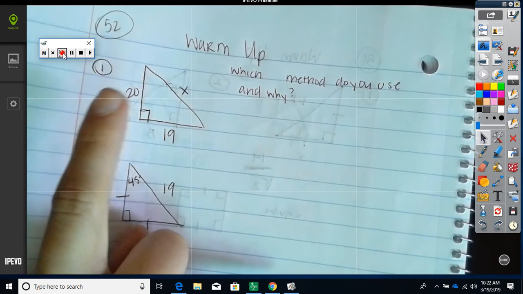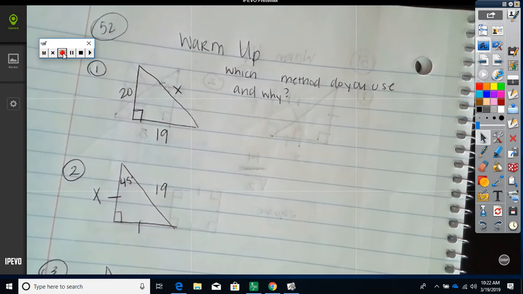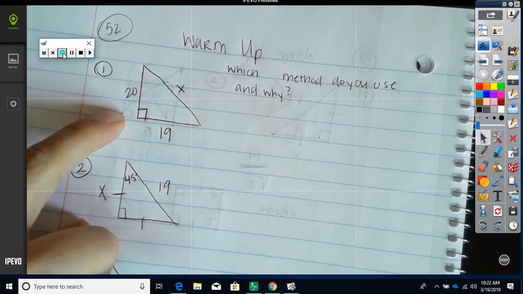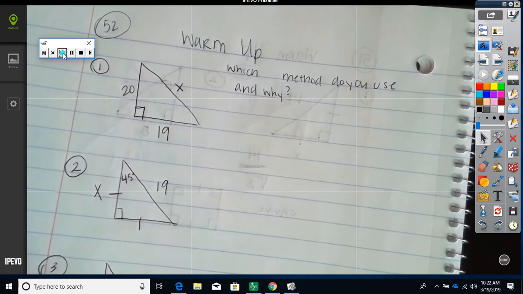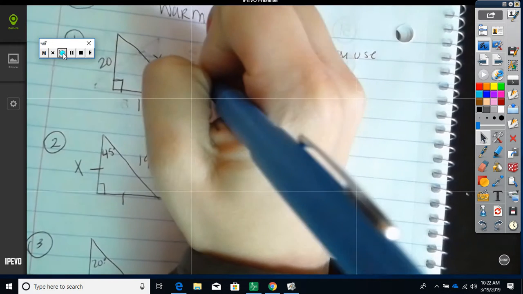Eric, do you have two side lengths here? What are they? What's one of them? 20. What's the other one? 19, yes. You have two side lengths, so we use Pythagorean theorem.